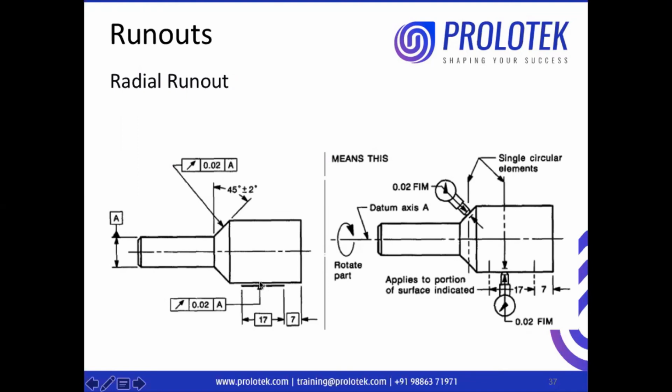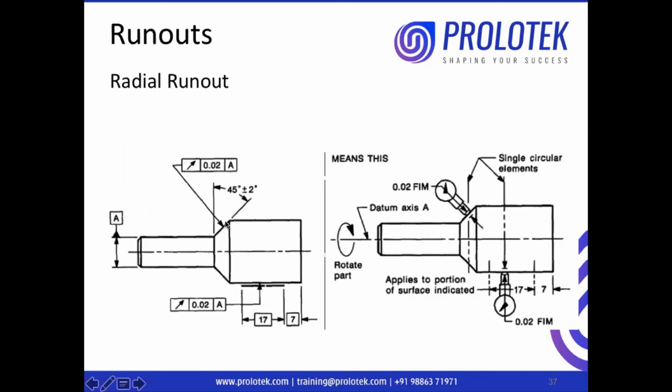So wherever you get an axisymmetric part with a circular profile, in all such cases, you can take radial runout with reference to a datum axis. When we give it like this, circularity of this particular surface must be within 0.02. That means I'm controlling the form. That circle will have a center point. That center point must be coinciding with the datum axis A.